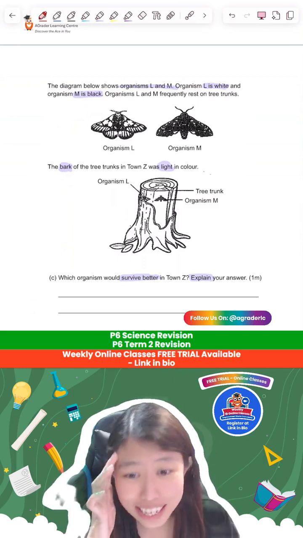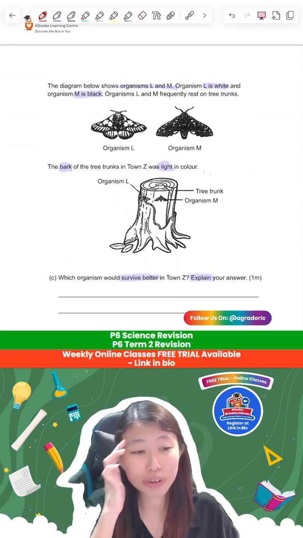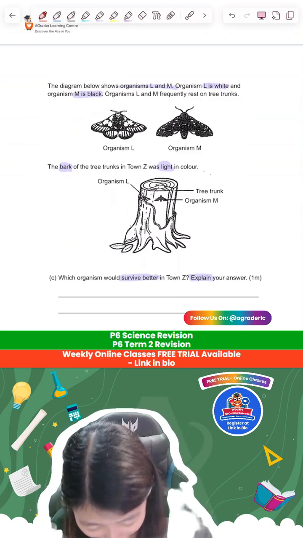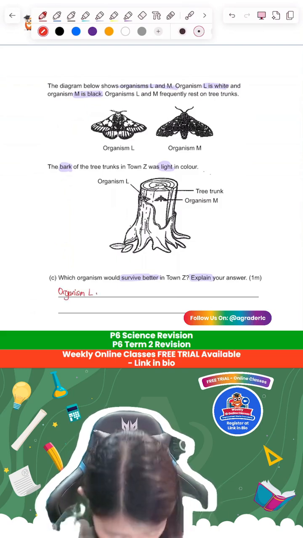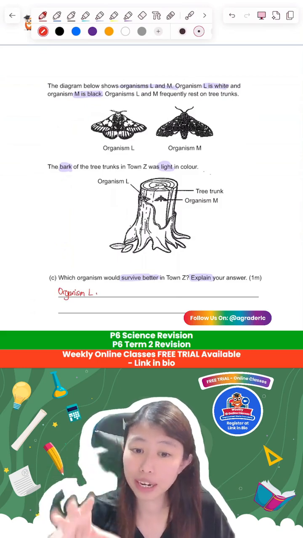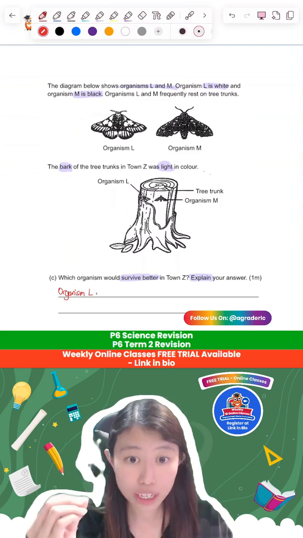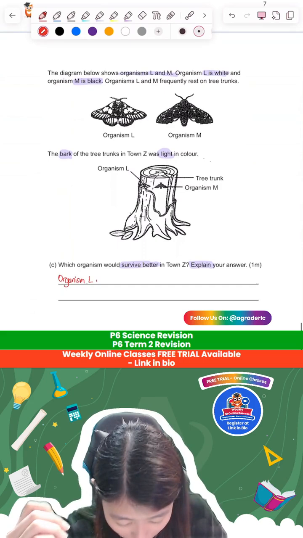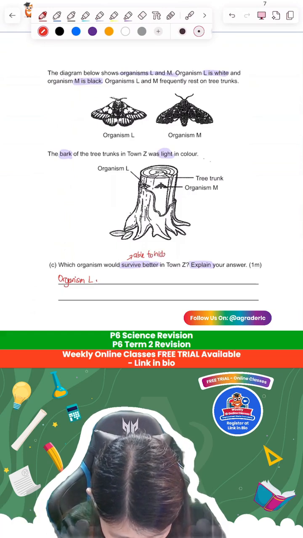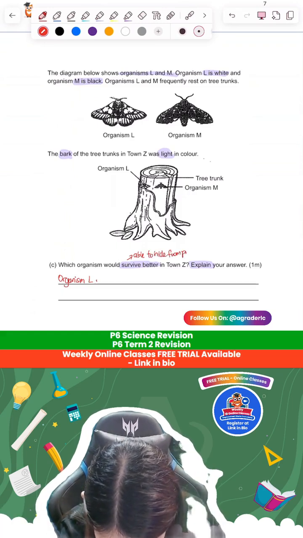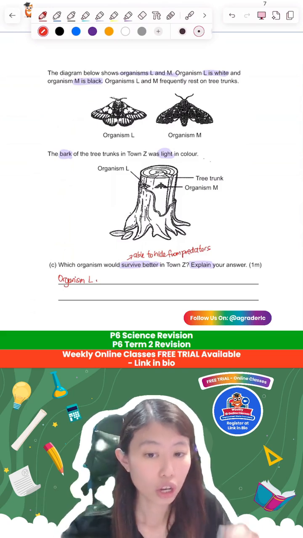Do you all know which one will survive better, L or M? You think it's L? Yes. Be confident with your answers. Don't worry. Very good. Those of you who wrote L, you all got it correct. It is L, organism L. But we need to explain, okay? So when you're explaining your answer for this type of question, always remember, in order to survive better, you must be able to hide from predators. So you need to explain.